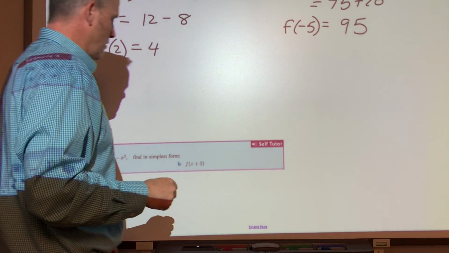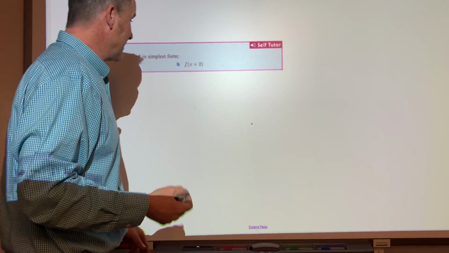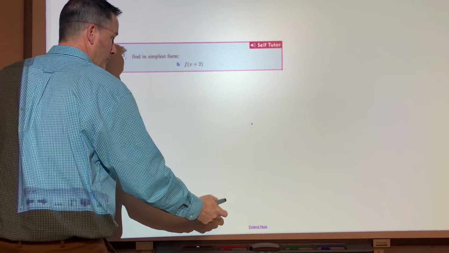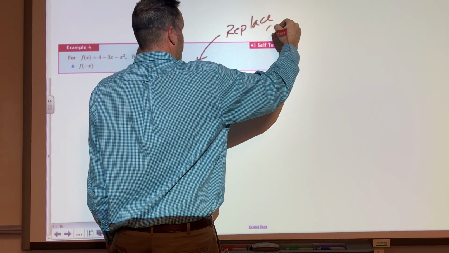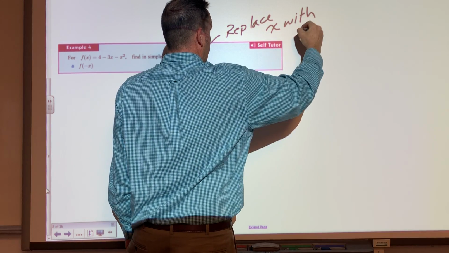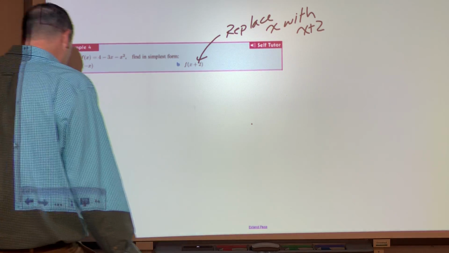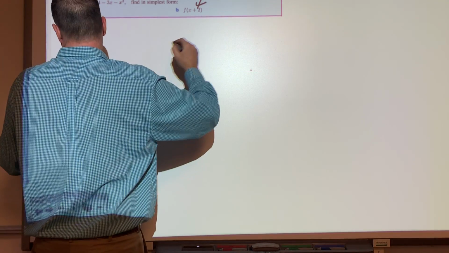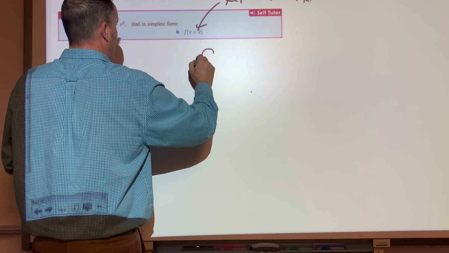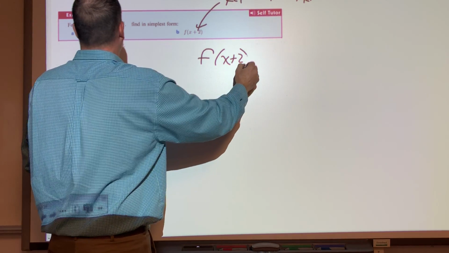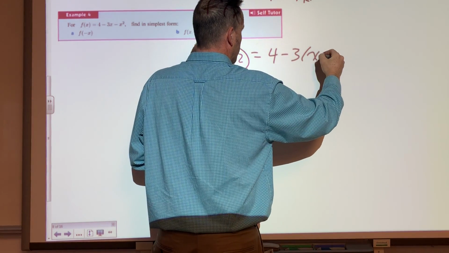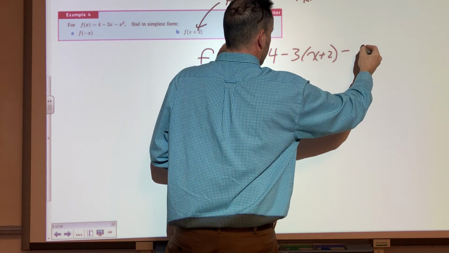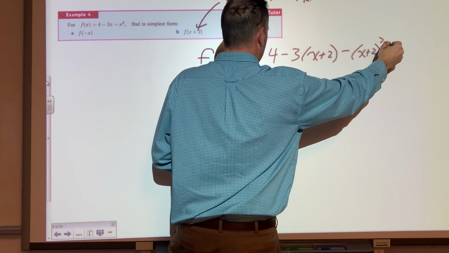A little bit trickier down here. It's the exact same thing, except replace x with x plus 2. So, f of x plus 2 is equal to 4 minus 3 times x plus 2, minus x plus 2 squared.